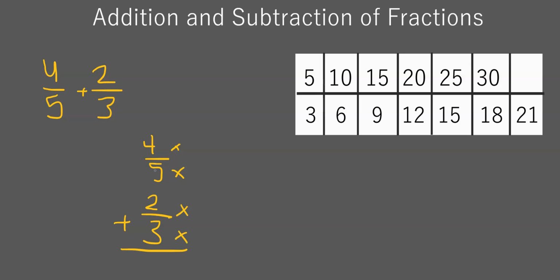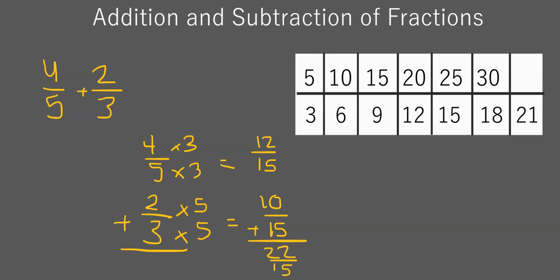And so now I simply multiply to find an equivalent fraction with 15 as the denominator. So I ask, how do I get from 5 to 15? Well, I multiply it by 3. Whatever I do to the bottom, I do to the top. And I ask myself, how do I get from 3 to 15? I multiply by 5. Whatever I do to the bottom, I do to the top. And so our new equivalent fraction for 4/5 is going to be 12/15. And our equivalent fraction of 2/3 is going to be 10/15. And then we simply add.